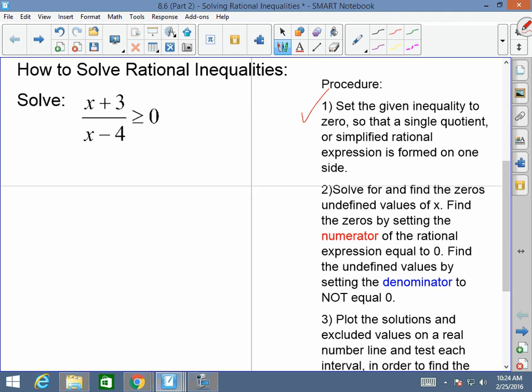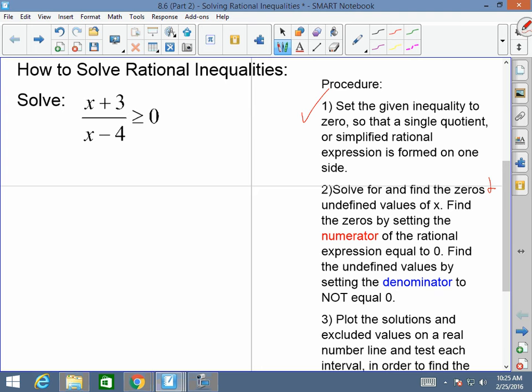Step 2, okay. It says solve for and find the zeros and undefined values of x. Wait a second, undefined values of x. We've seen that before, haven't we? How do we find undefined values of x? Set the denominator to not equal 0. Thank you very much. Because I cannot have 0 in the denominator.